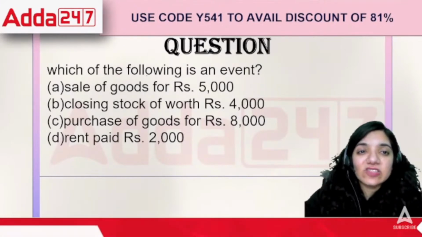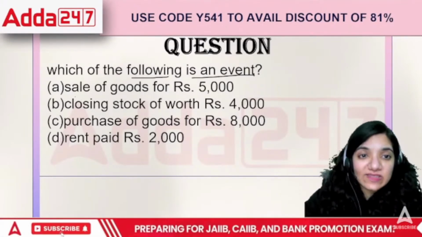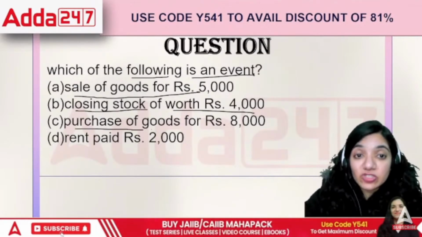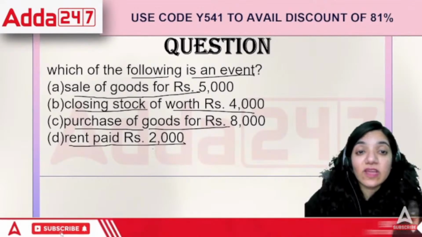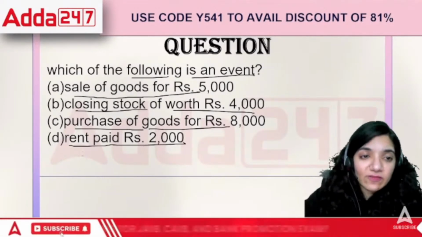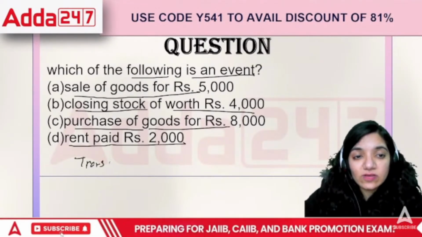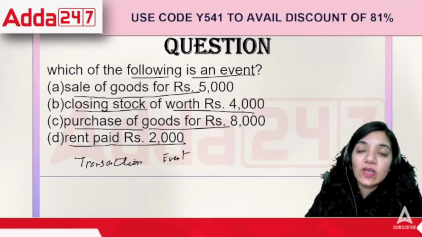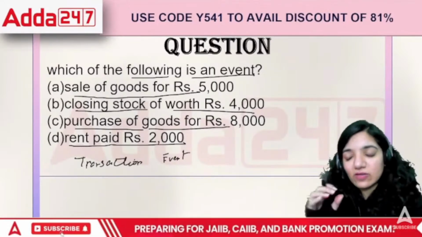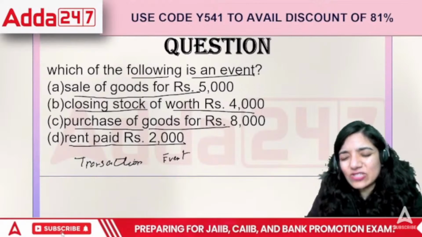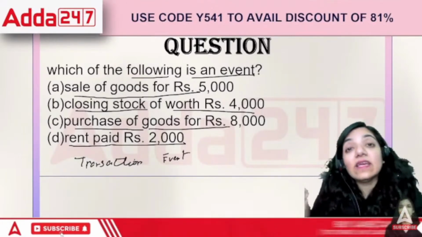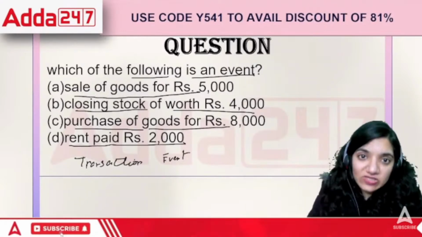Next is which of the following is an event? Sale of goods for rupees 5,000, closing stock worth rupees 4,000, purchases of goods worth rupees 8,000, or rent paid 2,000. There is a difference between a transaction and an event. Do you know what's the difference between the two? A transaction is something that just happened, and its impact or its effect is called an event.